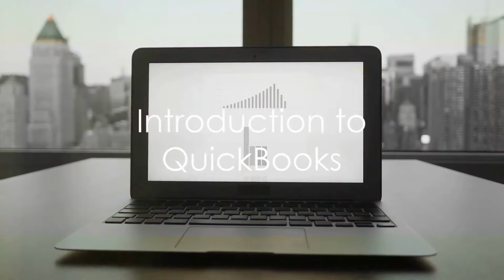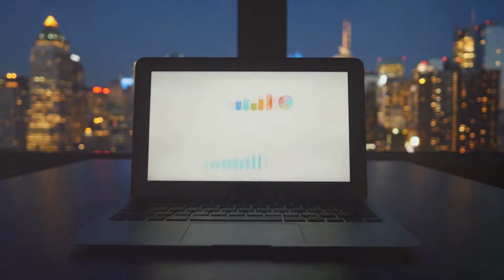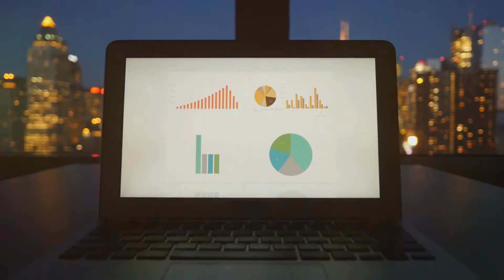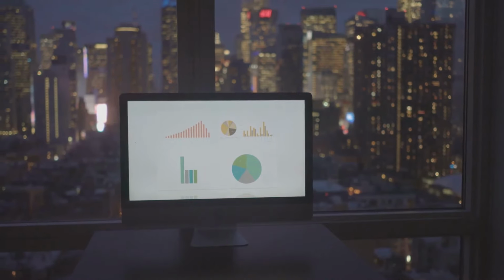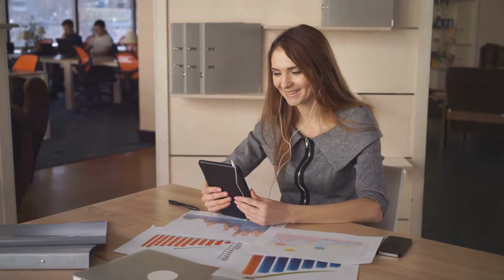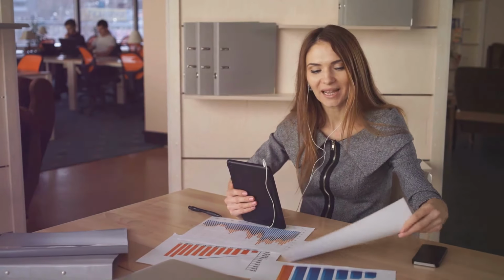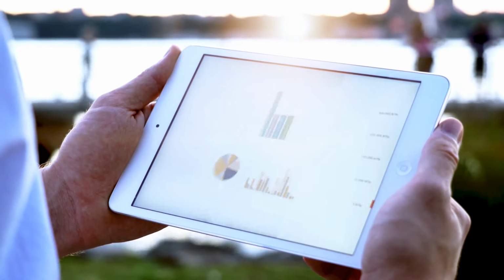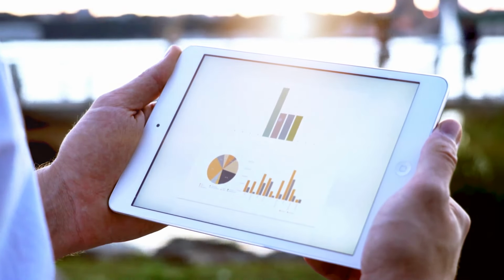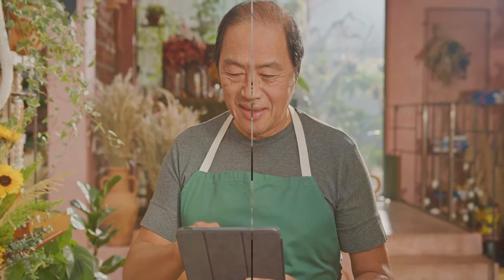Ever wondered how to manage your finances with QuickBooks? Welcome to the world of QuickBooks, the go-to accounting software for small businesses. This powerful tool does more than just crunch numbers. It manages your sales and expenses, keeps tabs on daily transactions, and even takes the stress out of bill payments. Imagine having all your financial data organized, accessible, and ready for action at your fingertips. That's the power of QuickBooks. Mastering QuickBooks can be a game changer for your business.